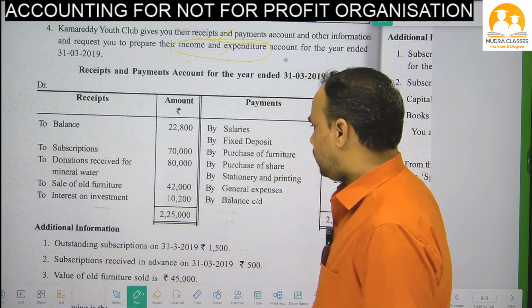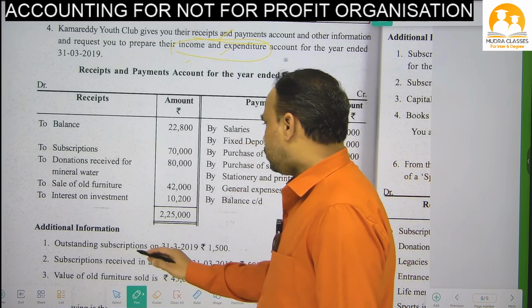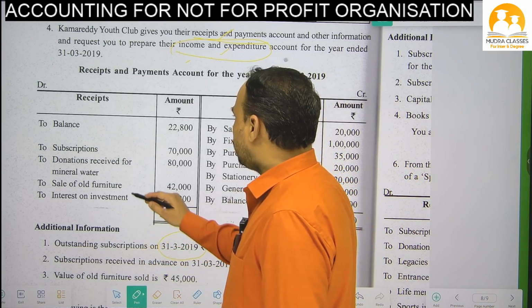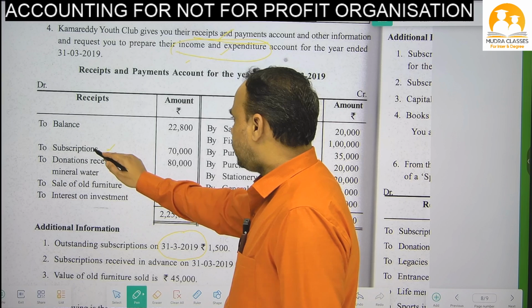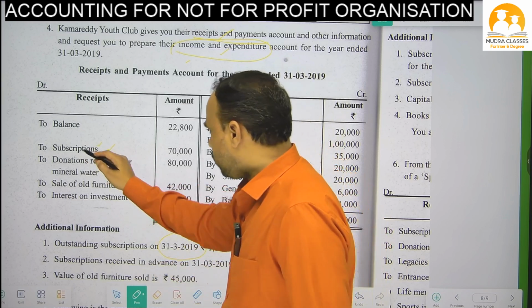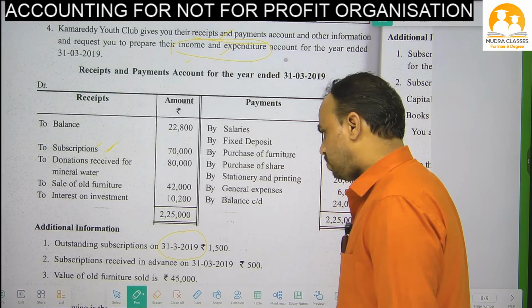Okay, right. What are the adjustments given in this problem? First we have to tick that one. Outstanding subscription is given on 31st March 2019, so I ticked subscription here. Next, subscription received in advance is given, so one more time I ticked subscription. So two times we have adjustment for subscription.